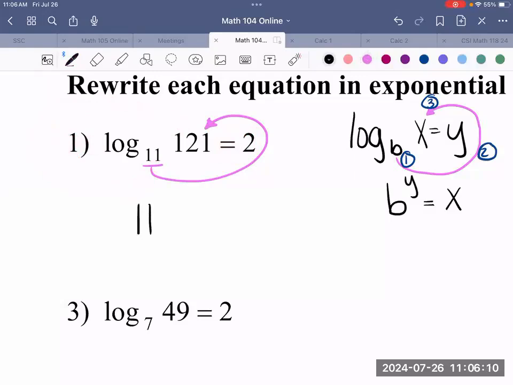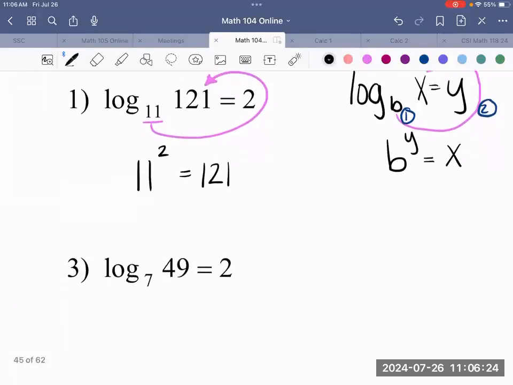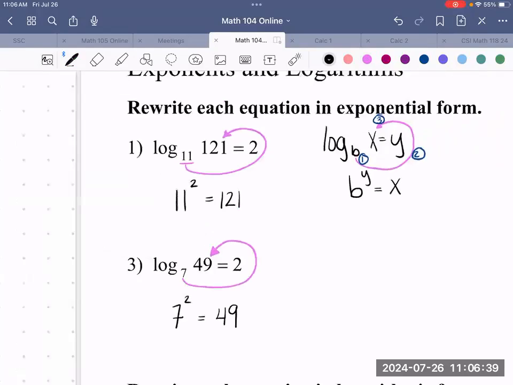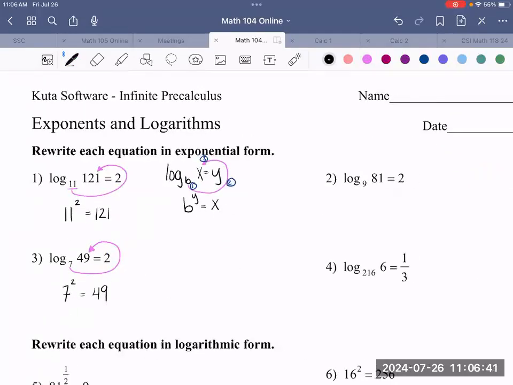So we have your base 11. We came up and around to 2, so now that's your exponent, equal to 121. And this is a true statement: 11 squared, or 11 raised to the second power, is 121. Let's try that again. We start on your base 7, come up and around and land on 49. So we write 7 squared is equal to 49. If you're a fan of the swoop method, then that would be great for you.